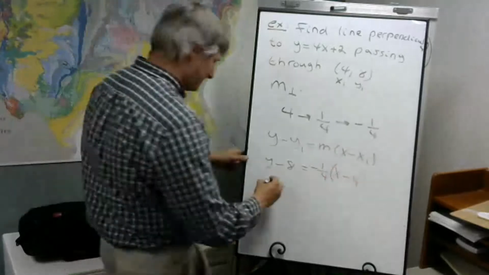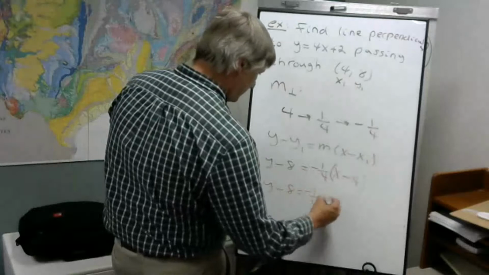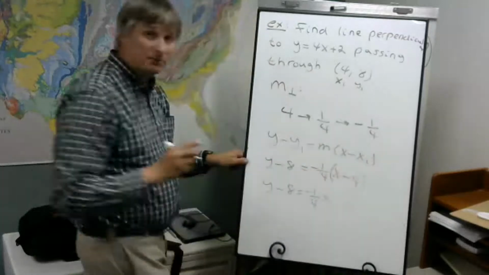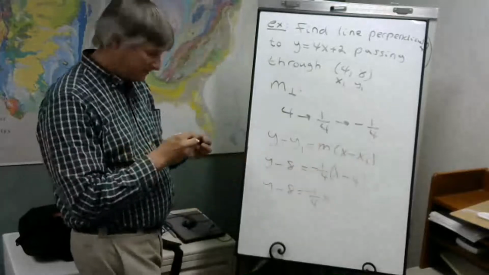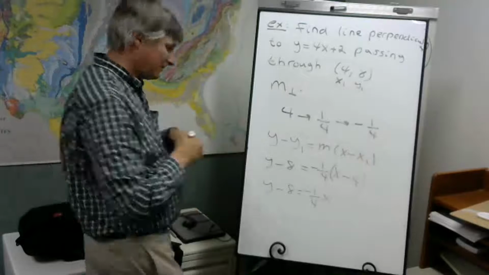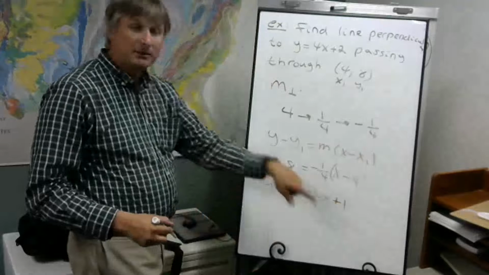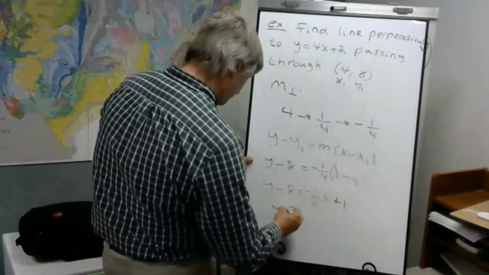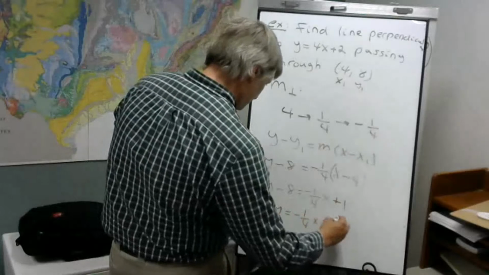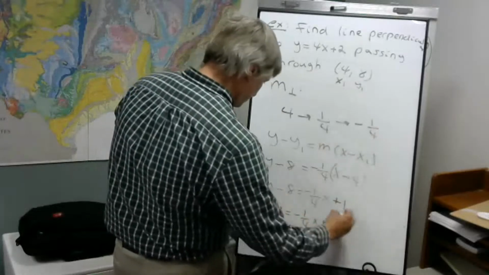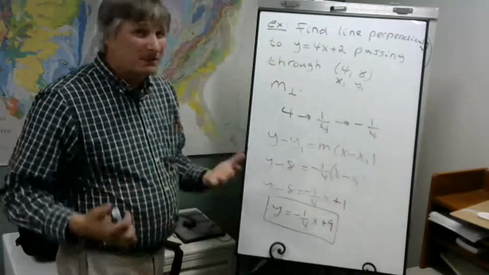Distribute the -1/4. -1/4 x. Negative times negative is positive, 1/4 times 4 is 1. So we have +1. Add 8 to both sides. And there's our answer. So those are perpendicular lines.